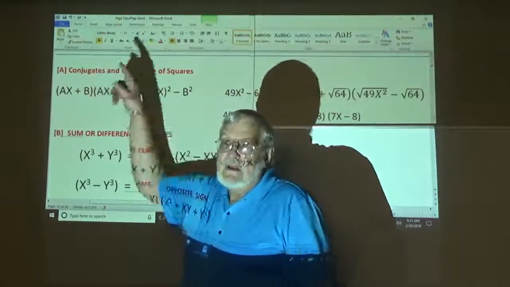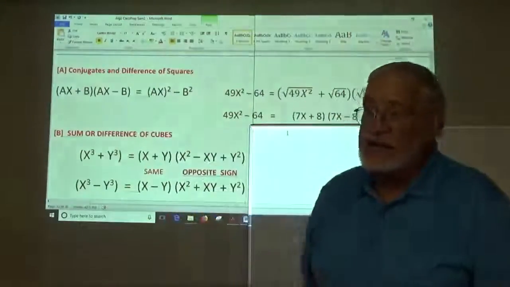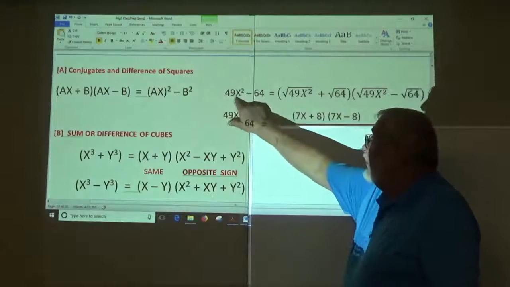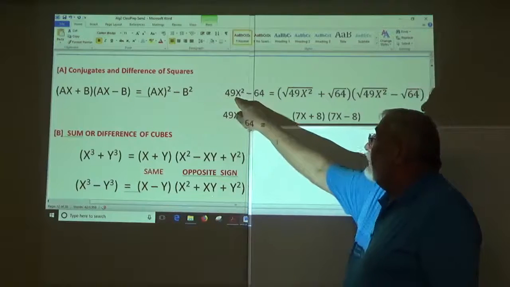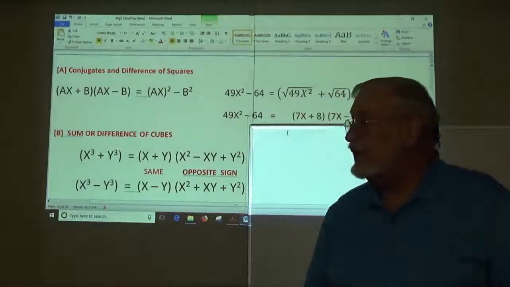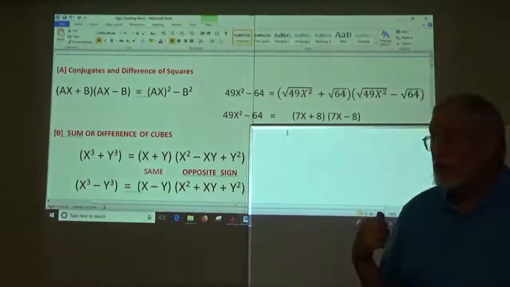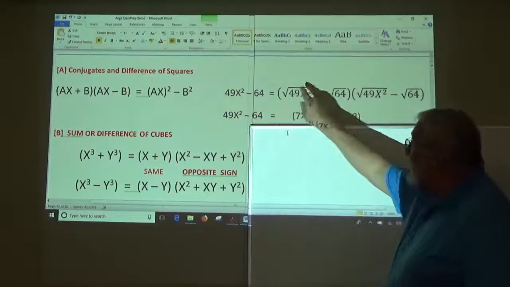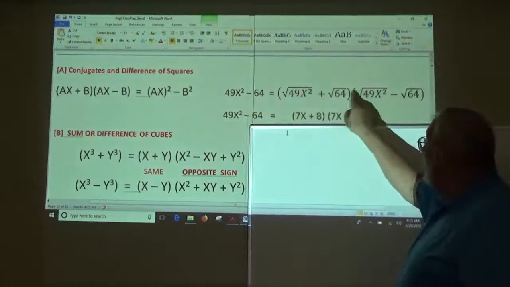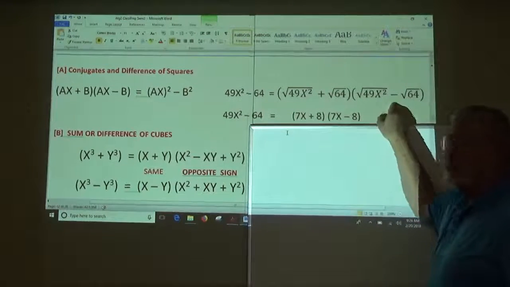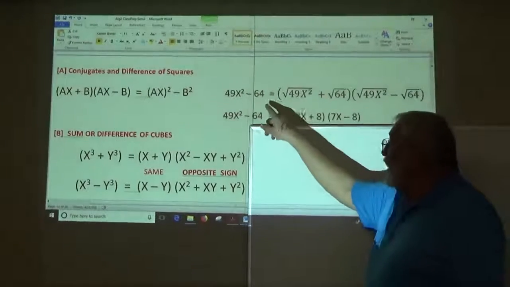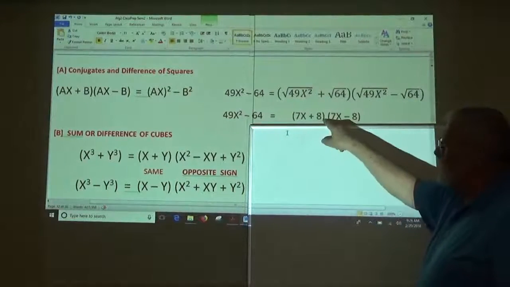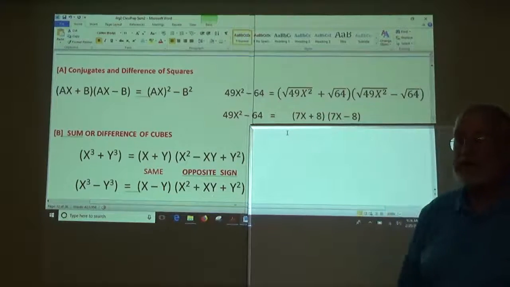Conjugates. Conjugates have the same values but different signs. So, I gave you a really weird one: 49x squared minus 64. Are 49 and x squared both squares? Yes. Is 64 a square? Yes. So therefore, this negative sign means we have a difference of squares. So I'm going to take the square root of the first term and the square root of the last term, one positive, one negative. The square root of 49x squared is just 7x. The square root of 64 is 8, so this becomes 7x plus 8, 7x minus 8.